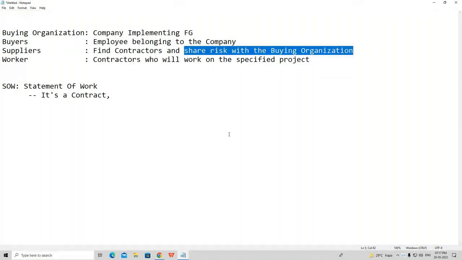Can any of you take a guess, when I talk about sharing risk with the buying organization, what risk are we talking about here? I think we discussed this a little bit in our yesterday's demo session. I think all of you can share your viewpoints in the chat box.